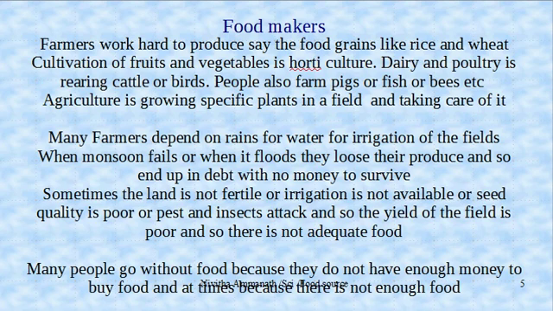Sometimes food does not come to the market, so others are not able to buy food. So, this is availability of the food which goes for a toll. Many people go without food because they do not have enough money to buy food. And at times because there is not enough food. One is availability, one is prosperity. So, this is a video on sources of food.